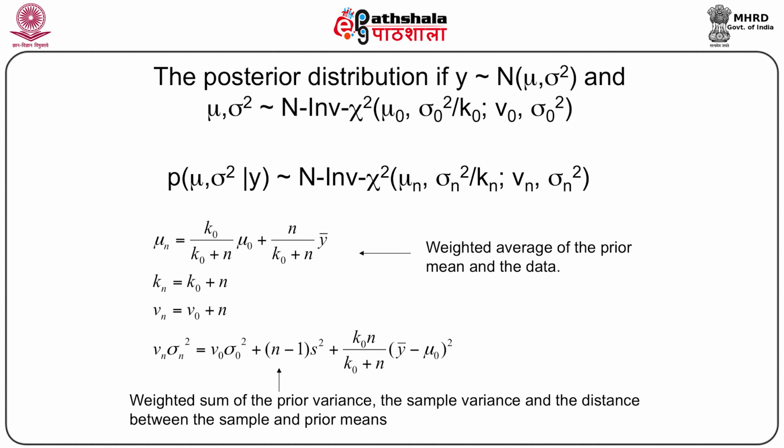The posterior, we all know, is a repetition; I'm repeating the previous lecture. If y is normal with mu and sigma square, and the prior is normal inverted chi-square, then the joint posterior of mu and sigma square given the data is normal inverted chi-square with parameters mu n, sigma n square over k sub n, and Vn, sigma n square, where mu n is the weighted average of the prior mean and the data, and all the expressions are given.